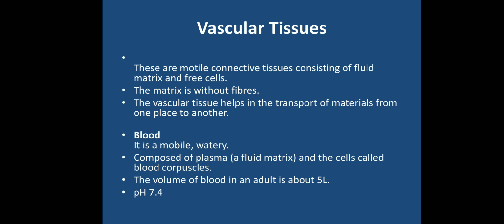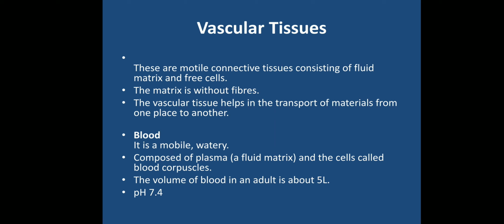Okay, now vascular tissue. The name itself suggests vascular tissues are those tissues which are responsible for carrying substances from one part to another. These are the motile connective tissues. Write down, these are the motile connective tissues, consisting of a fluid matrix. The matrix present in the epithelial and connective tissues which we have seen before was semi-solid, or we can say semi-fluid, in nature, but over here it will be totally fluid. It means it will be able to flow from one place to another very easily.